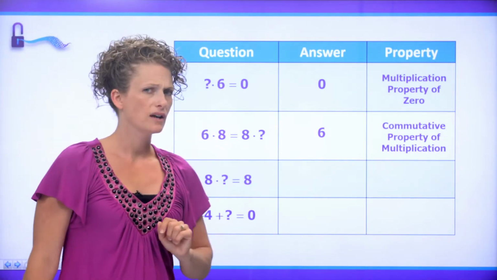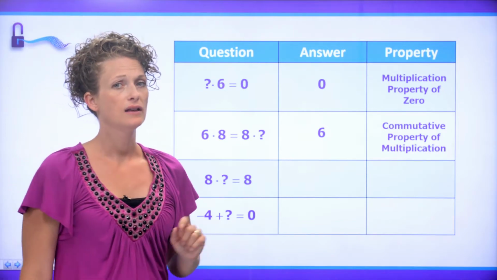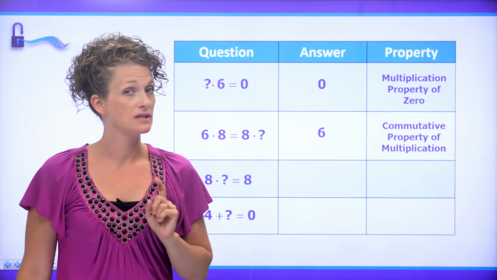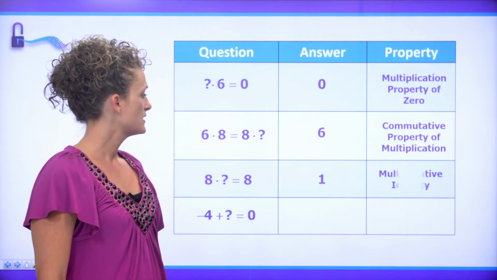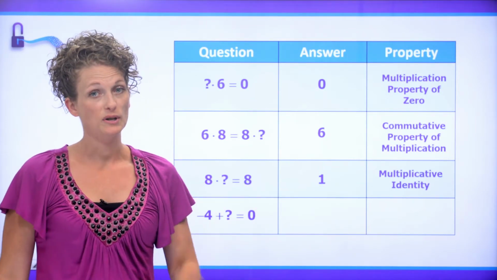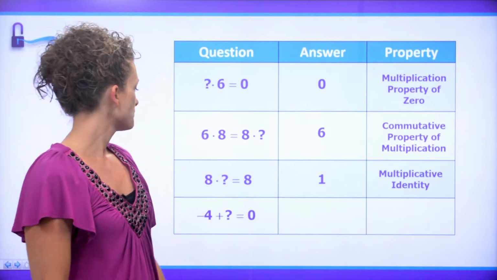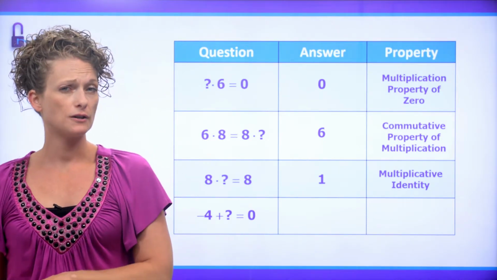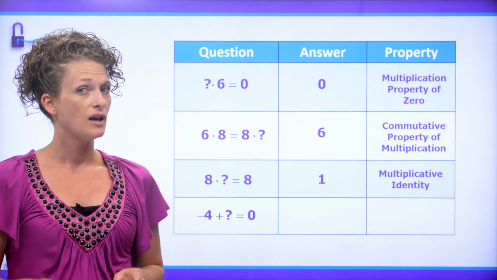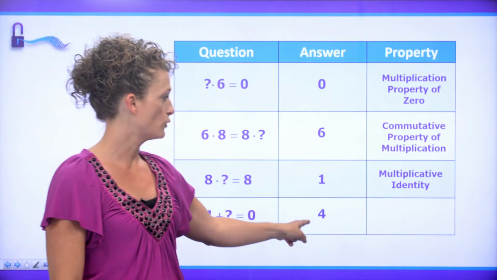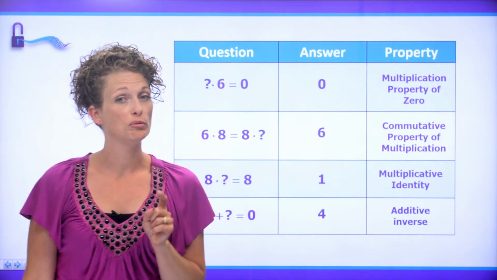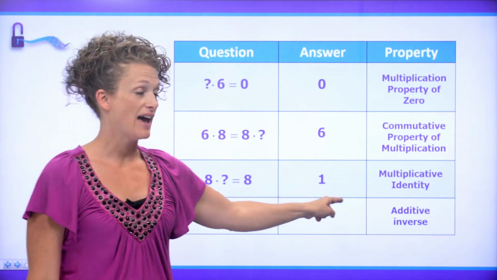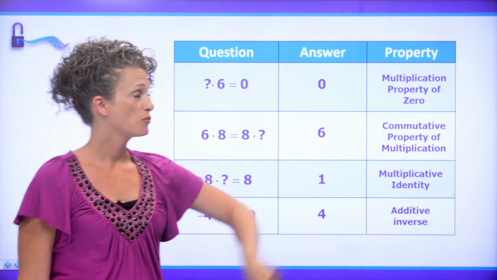8 times what will give you 8? Well, 8 times 1 is the only number, and that, remember, is the multiplicative identity. Negative 4 plus what will give you 0? So if I have negative 4 and I want to get to 0, I have to add 4. So negative 4 plus 4 is 0, and that is the additive inverse property.